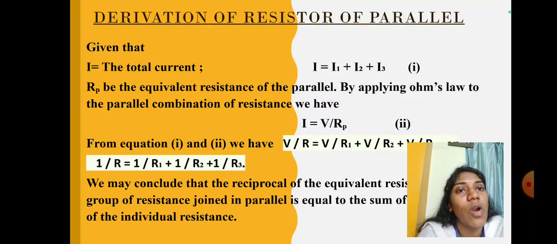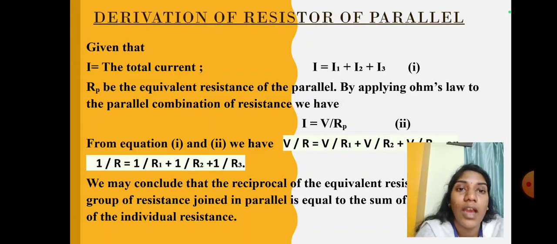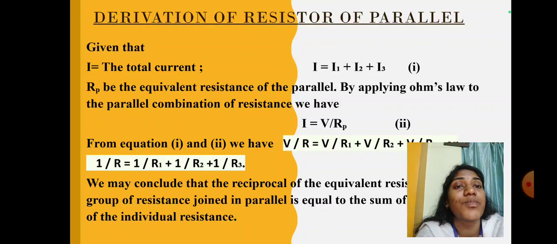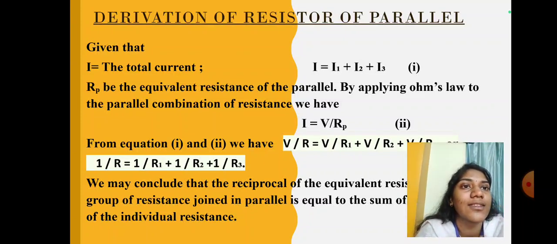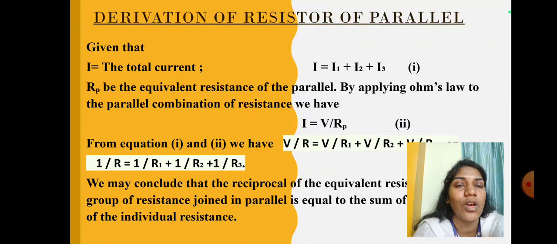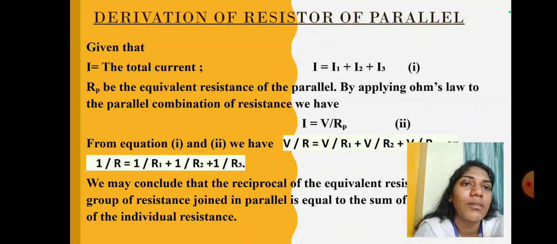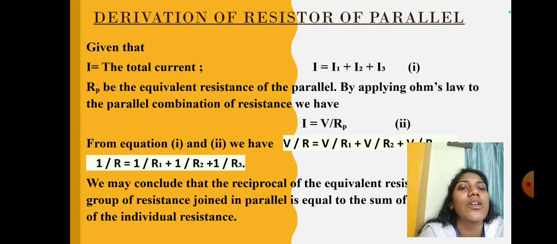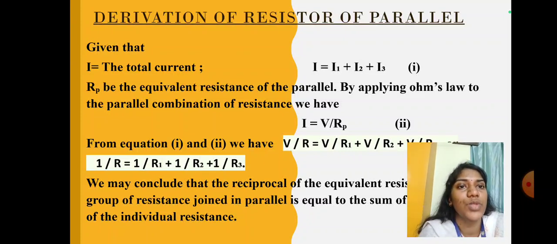Since the potential difference is common for all the resistors, we can cancel it out. So we finally get 1 by RP is equal to 1 by R1 plus 1 by R2 plus 1 by R3. So for resistors in a parallel circuit, the reciprocal of the total resistance is the sum of the reciprocals of the individual resistances, right? For example, if you have 5 resistors, it will be 1 by R1 plus 1 by R2 plus 1 by R3 plus 1 by R4 plus 1 by R5. After that, we can simplify by taking a common denominator. So we conclude that the reciprocal of the equivalent resistance of a group of resistances joined in parallel is equal to the sum of the reciprocals of the individual resistances.